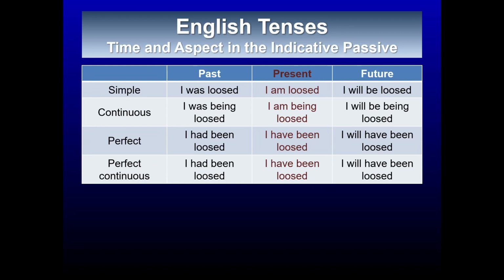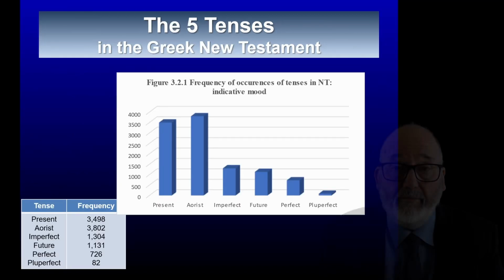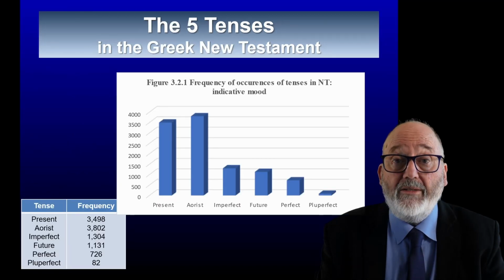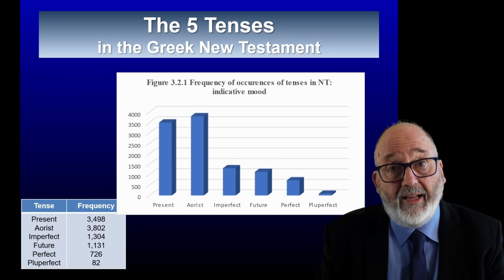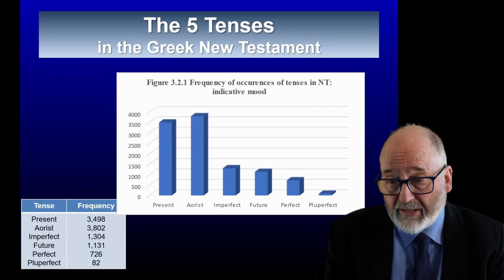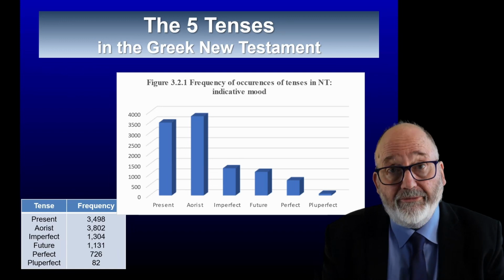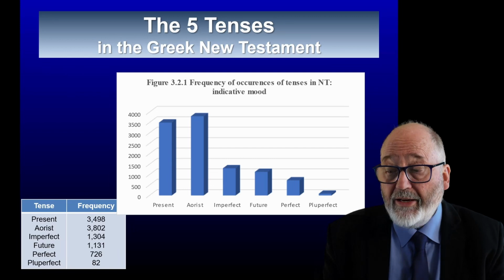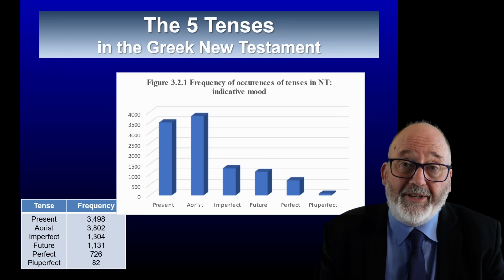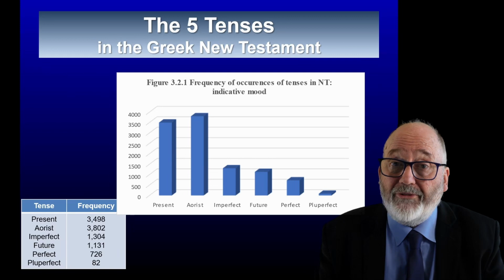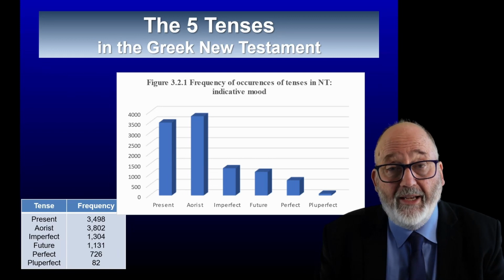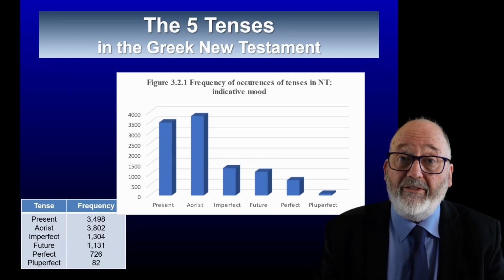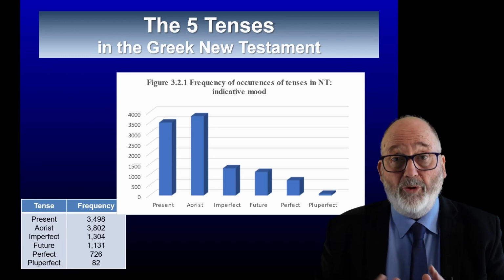So when you want to, you can pause the video and look more carefully at what happens in the English passive voice. Now we come to the 5 tenses found in the Greek New Testament. They are the present tense, the aorist tense, the imperfect tense, the future tense, the perfect tense, and the pluperfect tense. And as you can see in the graph, the present and aorist tenses are used much more frequently than the other tenses. And once we move away from the indicative mood, this is even more marked.